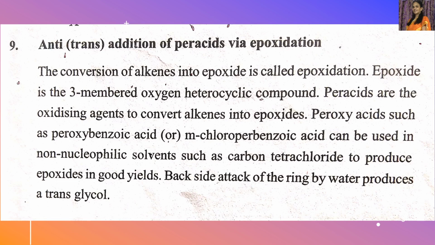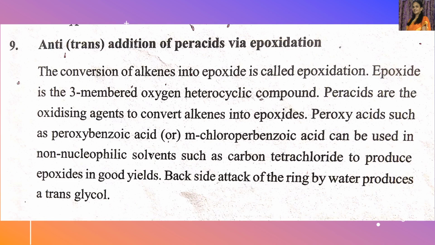So on the benzene ring, at the meta position, a chlorine atom is present. Metachloroperoxybenzoic acid can be used in non-nucleophilic solvents such as carbon tetrachloride. So peroxybenzoic acid or metachloroperoxybenzoic acid can be used in solvents like carbon tetrachloride to produce epoxides in good yields. Then backside attack on the ring by water produces trans glycol.